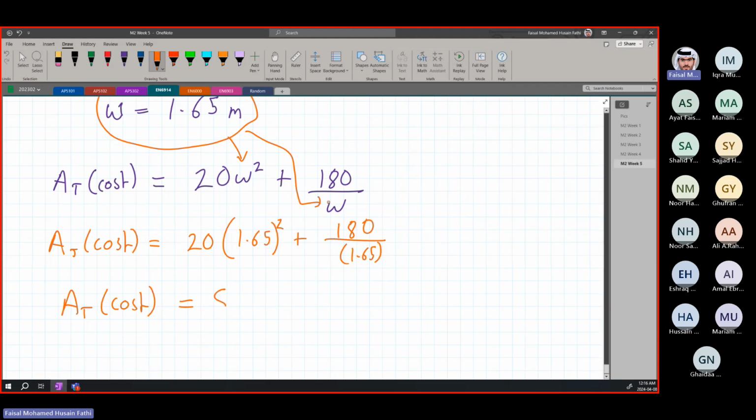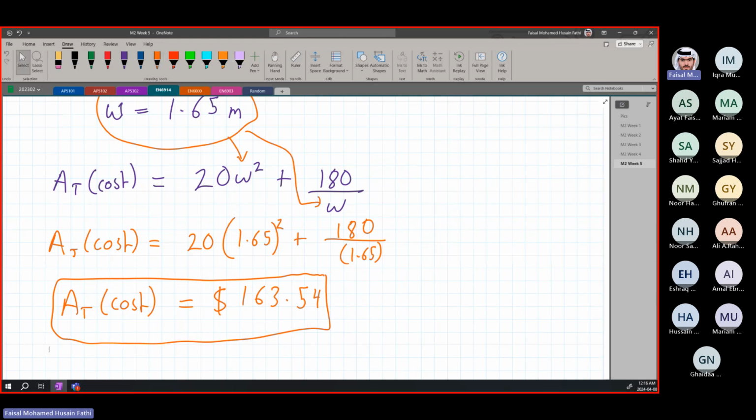Total cost is $163.54. All right. So this is the cheapest possible cost that you can have with the dimensions or the volume that is given. Okay. Is this point clear?